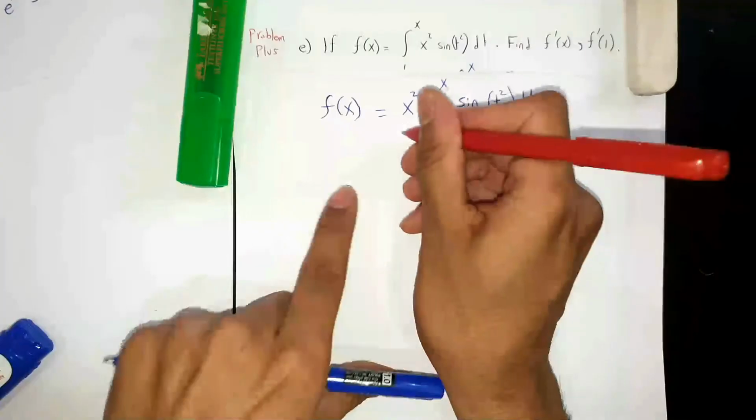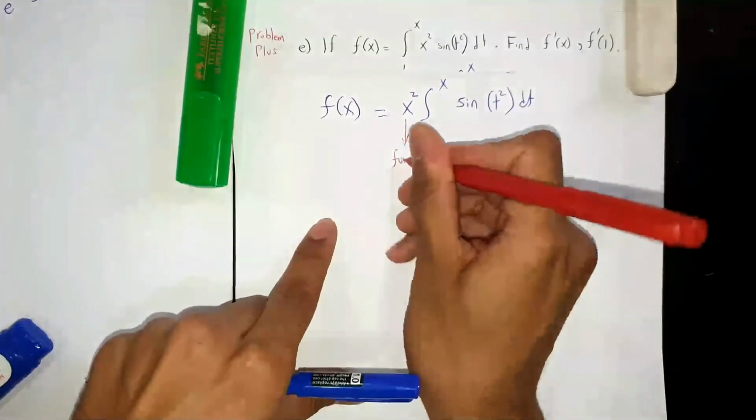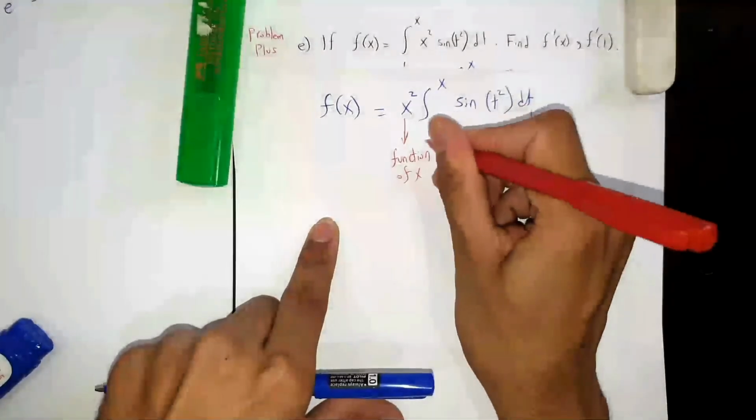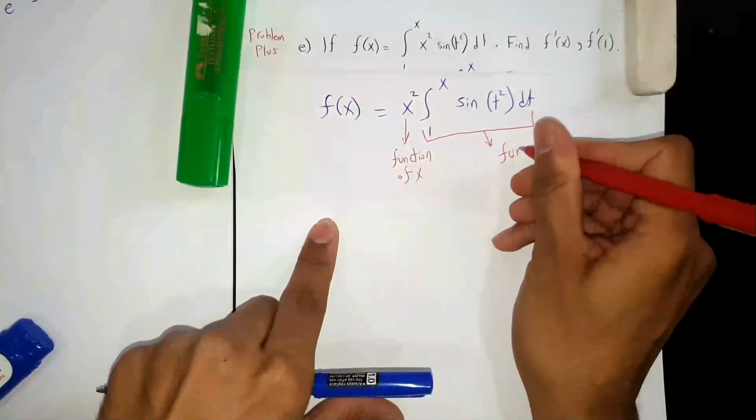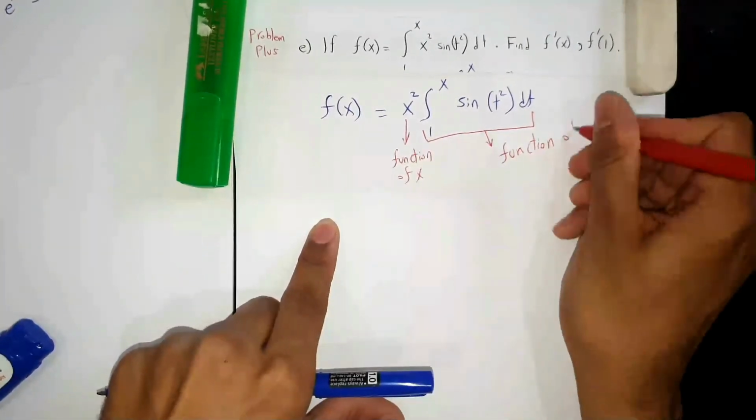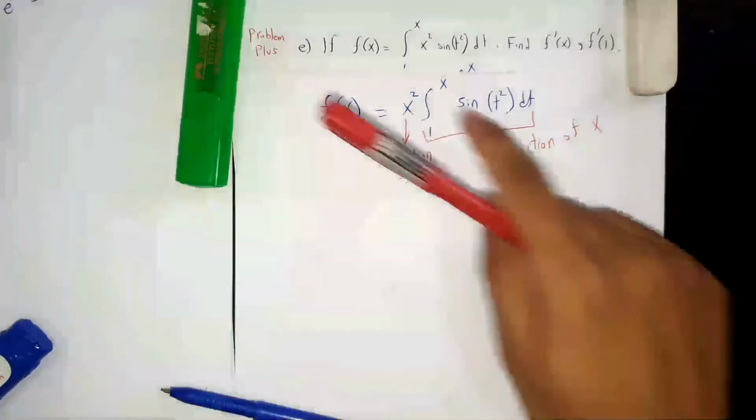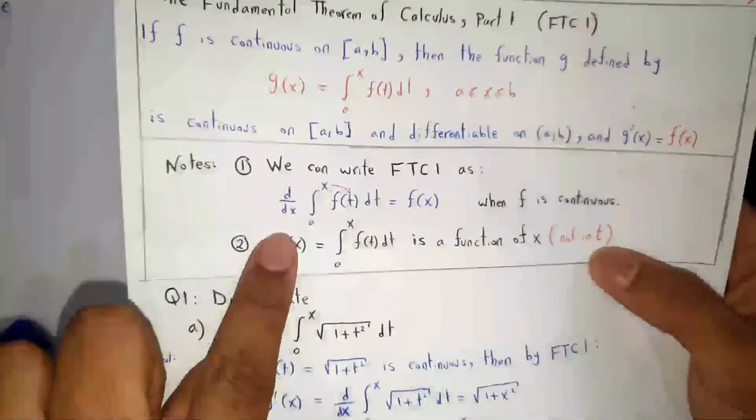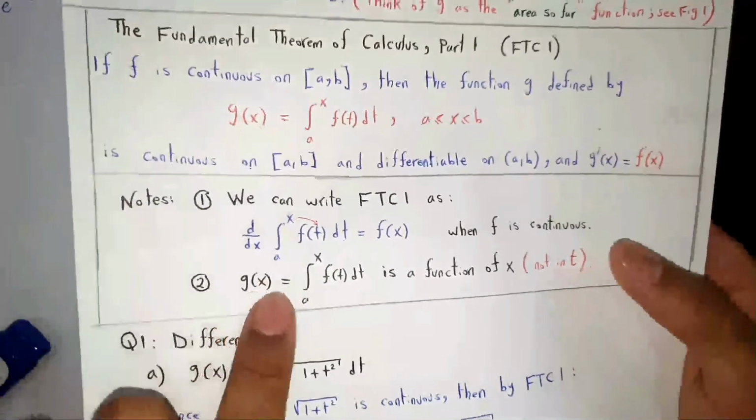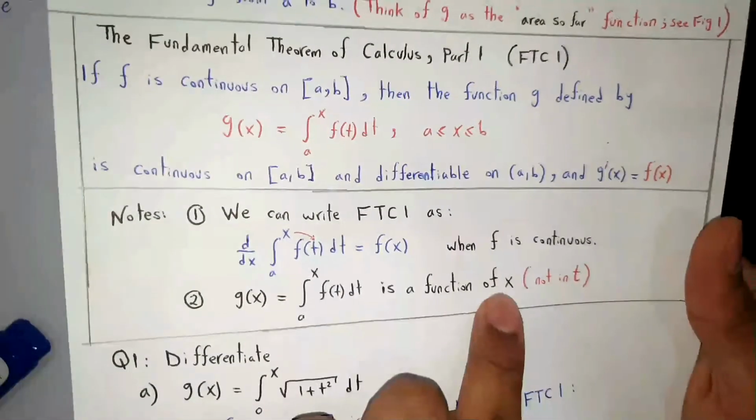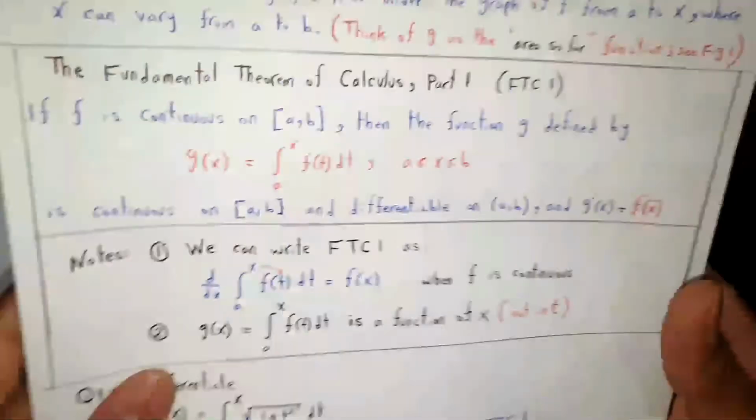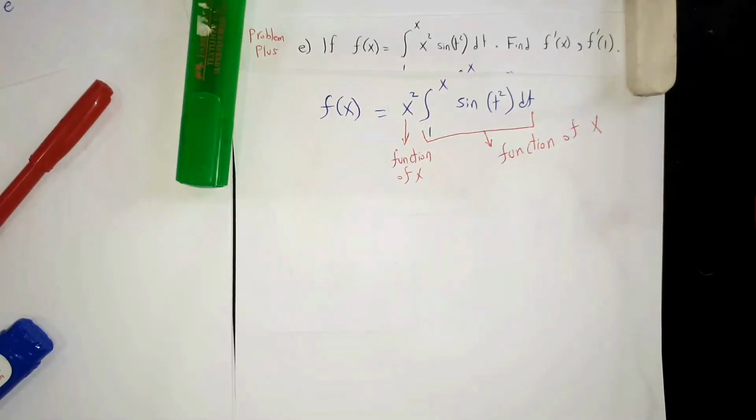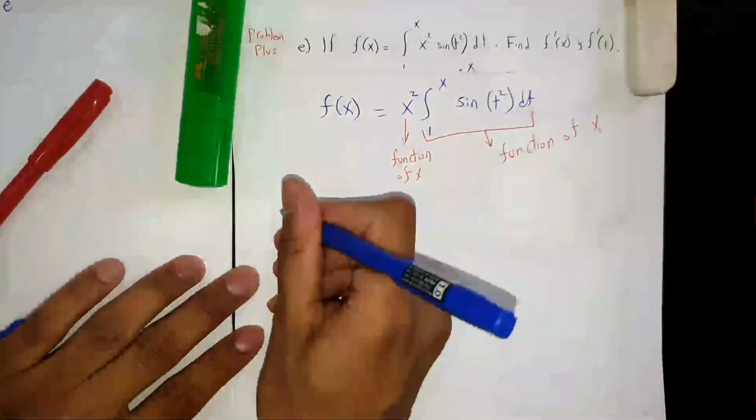See here, this is a function of x. And what about the other one here? We said this before in one of the notes. It is a function of the upper limit, so it is a function of x. See here the note again. We said this: G of x, which is defined this way, is a function of x. It is very important in solving this example. So you have a function of x times another function of x. How to differentiate this? For sure you need to use the product rule.